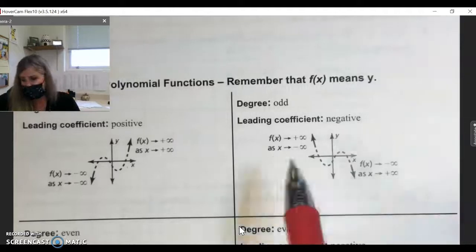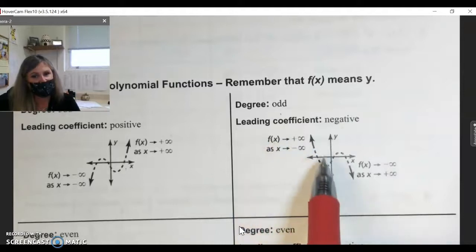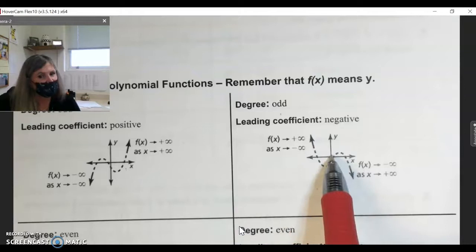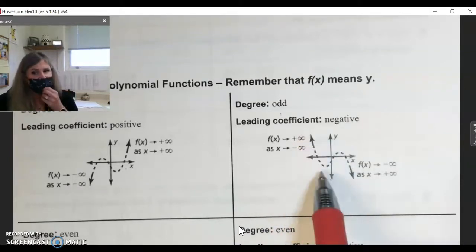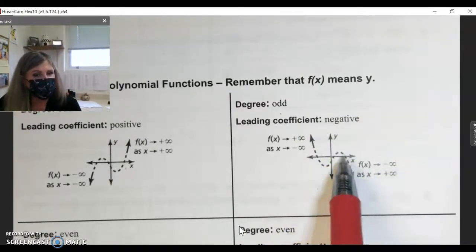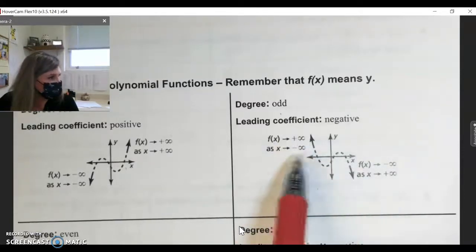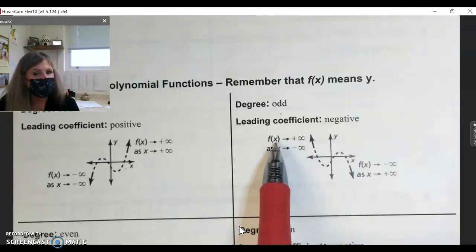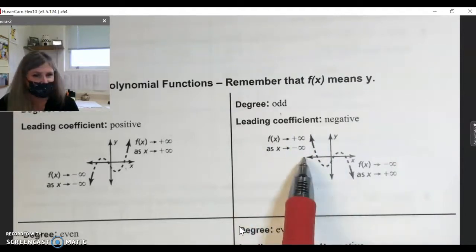So when we have an odd degree and a negative coefficient, y is going to go to infinity as x goes to negative infinity. What this means is as x goes down this way, y is going up. It's also saying that as x gets larger and larger, y is going to go down to negative infinity. Are you understanding this notation? F of x means what? Y. So this is saying y is going to infinity when x is going to negative infinity.